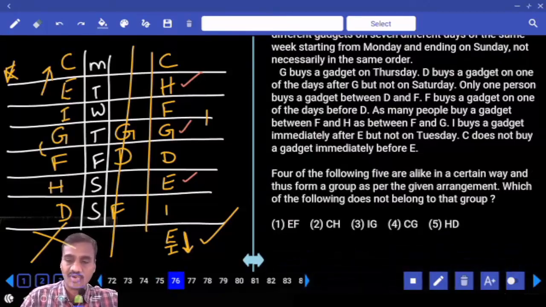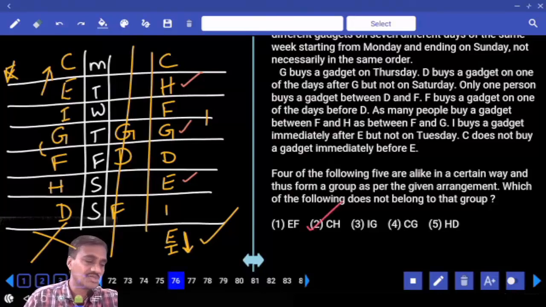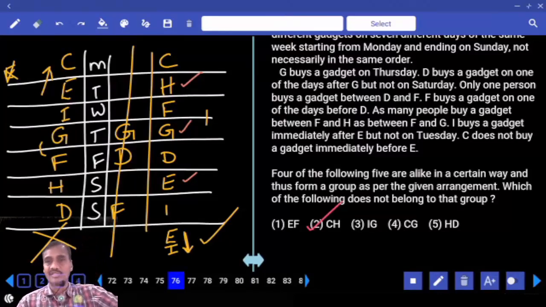Then 4 out of the following 5 are alike in a certain way, which means it is an odd-man-out question. Which of the following does not belong to that group? E and F: there are 2 persons in between these two. C and H: no person. I and G: again 2 persons. Hence what is your answer? Except CH, in the remaining there are 2 persons in between these two. That is 76.